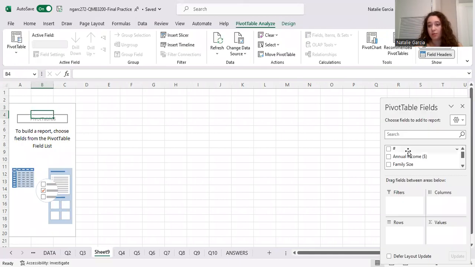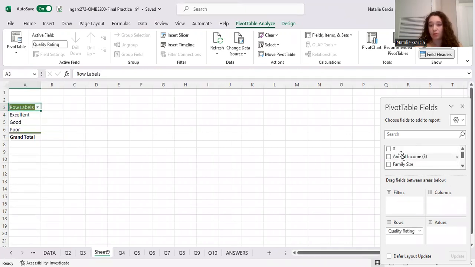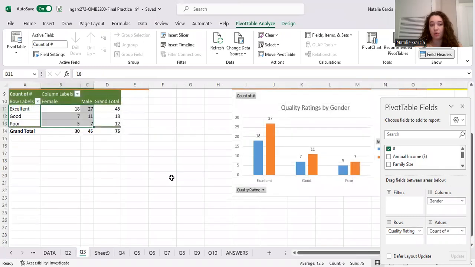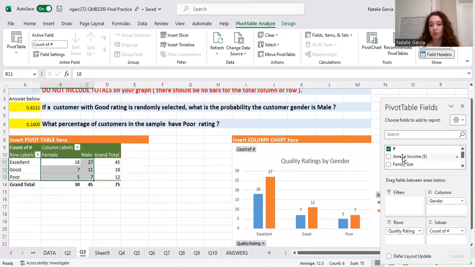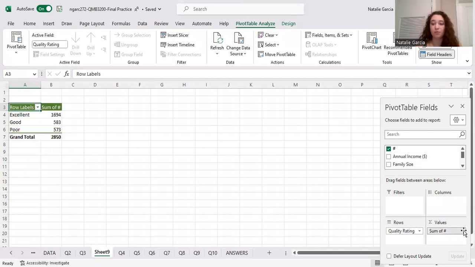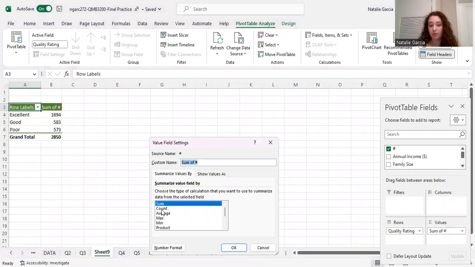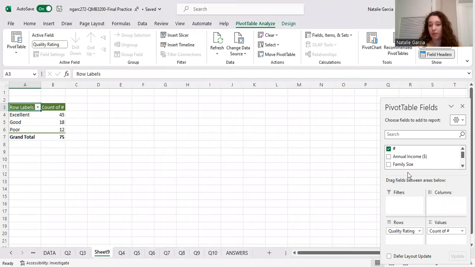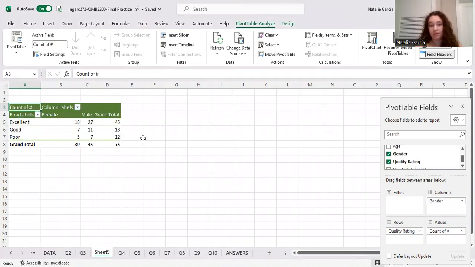Once you have the pivot table, your quality rating, as in the instructions for the question, is going to be the rows. Gender is going to be the column. So you're going to put the number as values. That's the other question. So for sheet 9, your number will be values, and it needs to be switched from sum of to count of. And then the gender is the column.